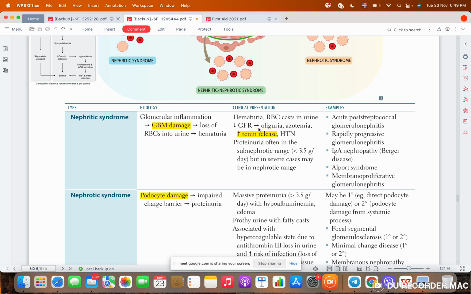Well, the RAS system: more angiotensin 2, more aldosterone, that will lead to hypertension. Proteinuria is often at a subnephrotic range, which means that it's not high enough to reach nephrotic range. And the nephrotic range is anything over 3.5 grams per day.